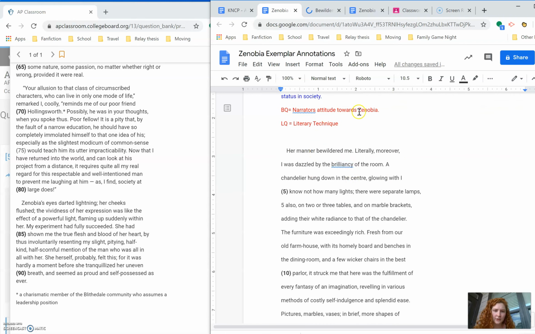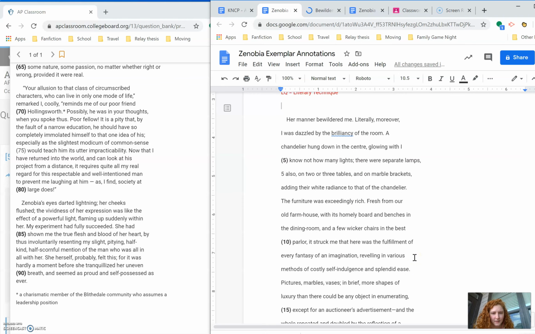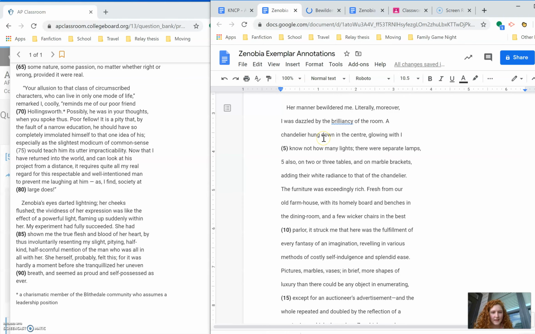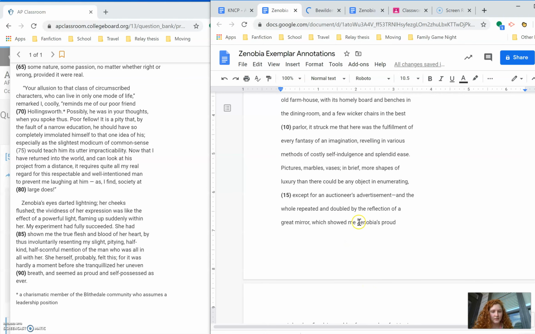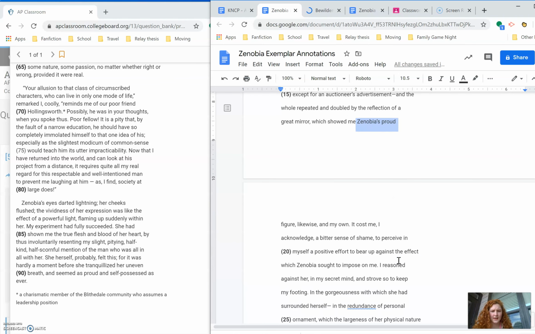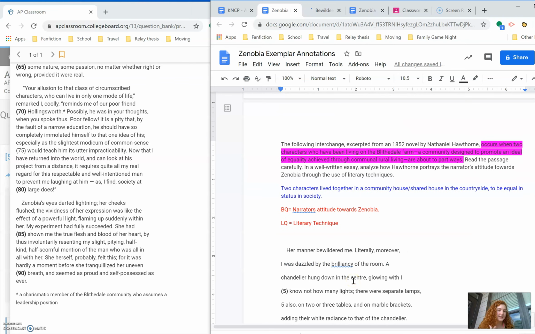So we're looking for this attitude towards Zenobia. We know that there are two characters happening in this passage. So in this very first paragraph of it, we know that this person is talking to this character, and that Zenobia herself, Zenobia's proud figure, likewise, and my own. So Zenobia is a character. That's the biggest surprise to me. I kind of walked into this thinking Zenobia was a place.